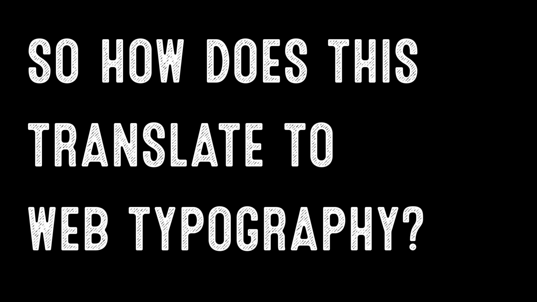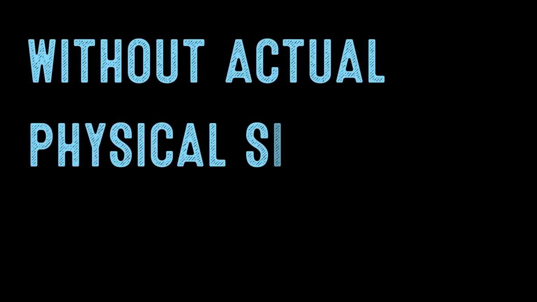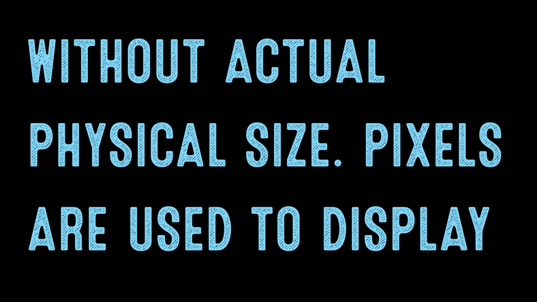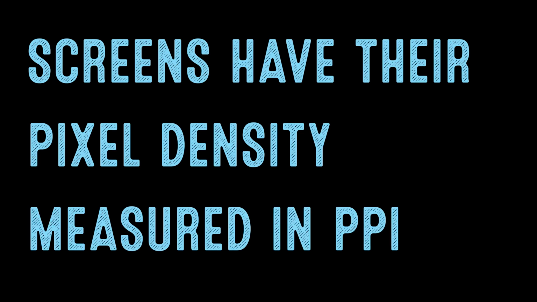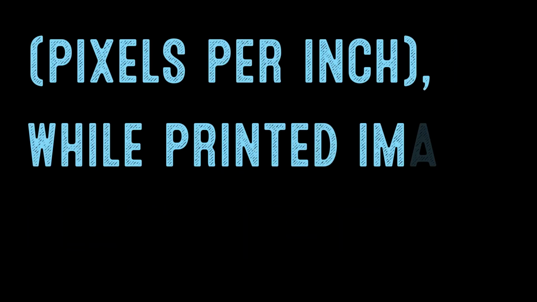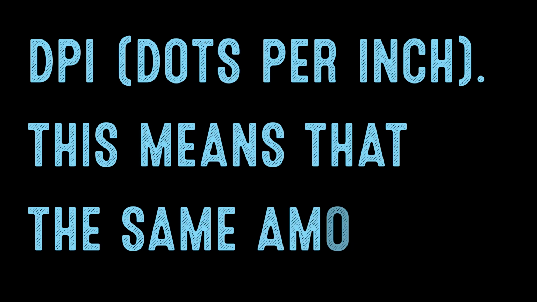So how does this translate to web typography? A pixel is the smallest unit of digital image data without actual physical size. Pixels are used to display an image on screen or print it. How is the pixel density measured on screens versus print? Screens have their pixel density measured in ppi, or pixels per inch, while printed images are measured by dpi, or dots per inch.